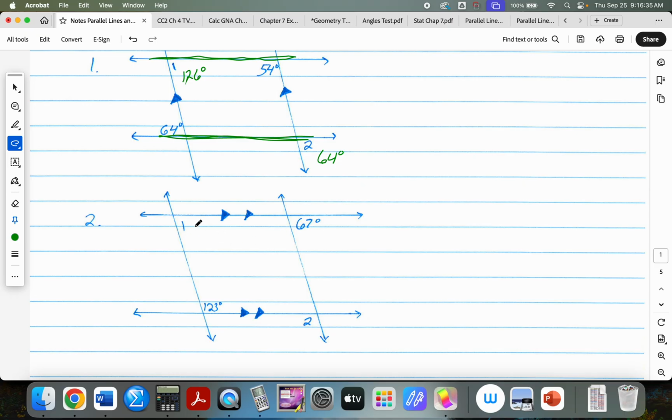Here, what kind of angles are 1 and the 67-degree angle? They're corresponding. But do I know that they're related to each other in terms of their size? No, because I'm not going to cross the parallel lines. If I want to find angle 1, I've got to use this 123-degree angle down here. Those two are same side interior angles. I'm going across the two parallel lines, so they are supplementary. So this is 57 degrees.